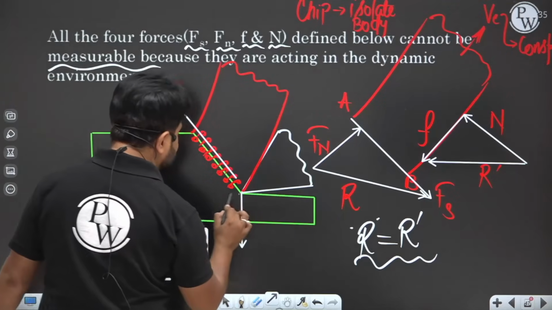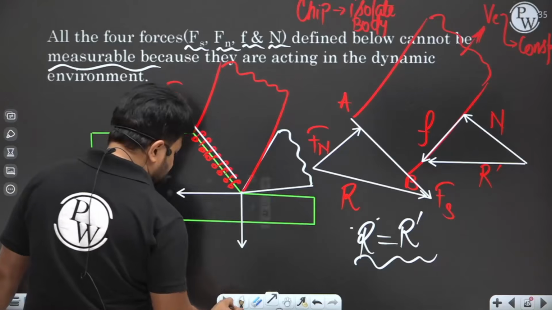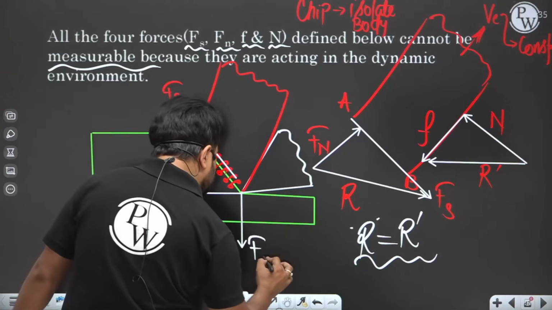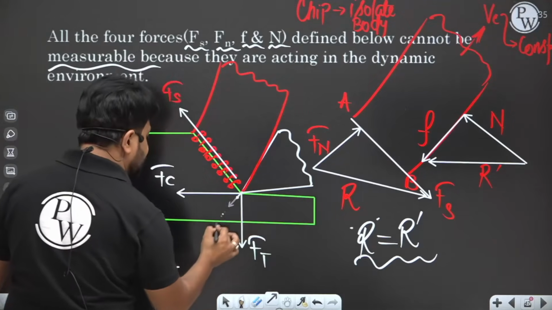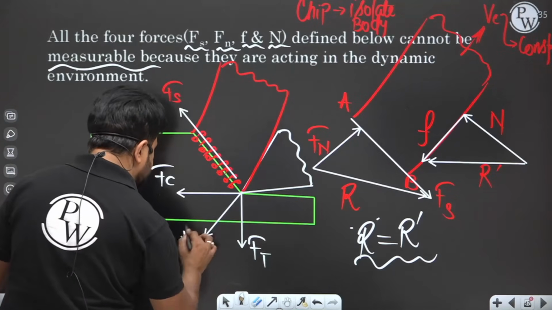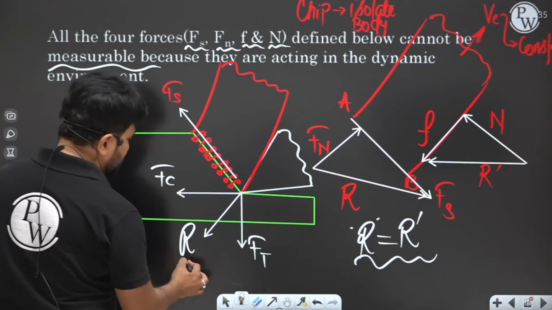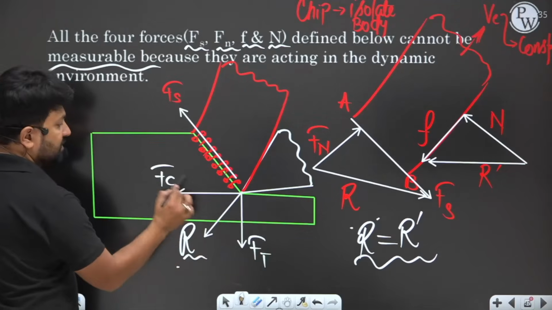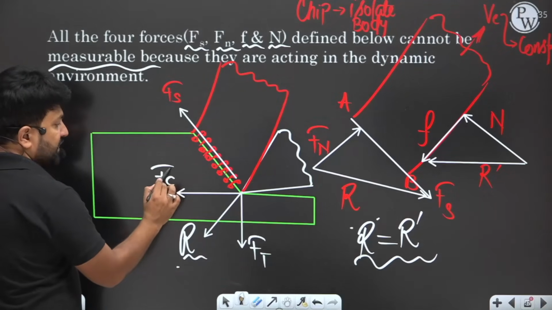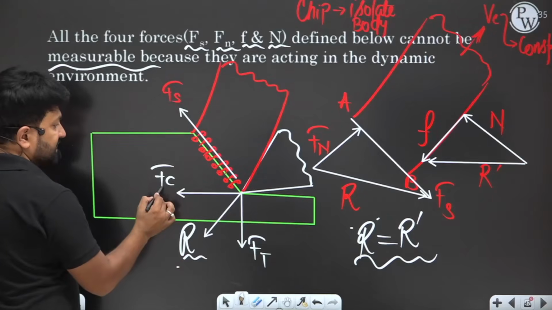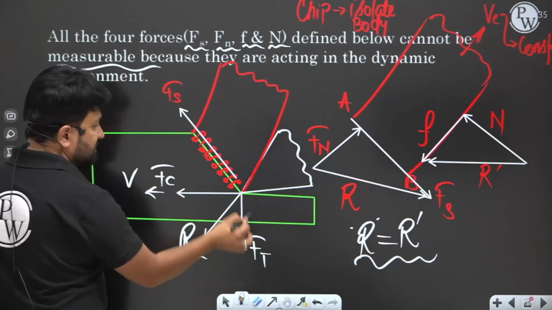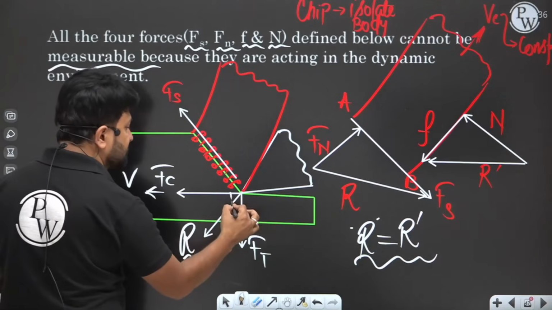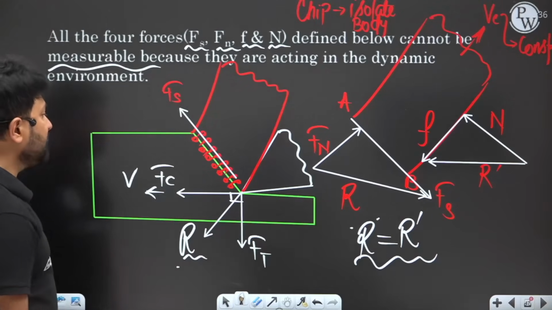we are going to measure the thrust force and cutting force. And that produces the actual cutting force, and these are the components of the actual cutting force. The cutting force is acting in the direction of the cutting velocity. The thrust force is normal to the cutting velocity.